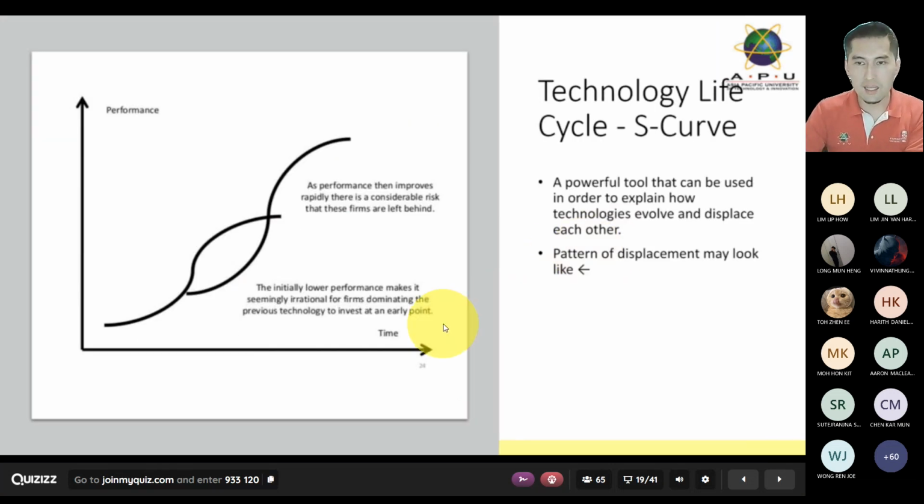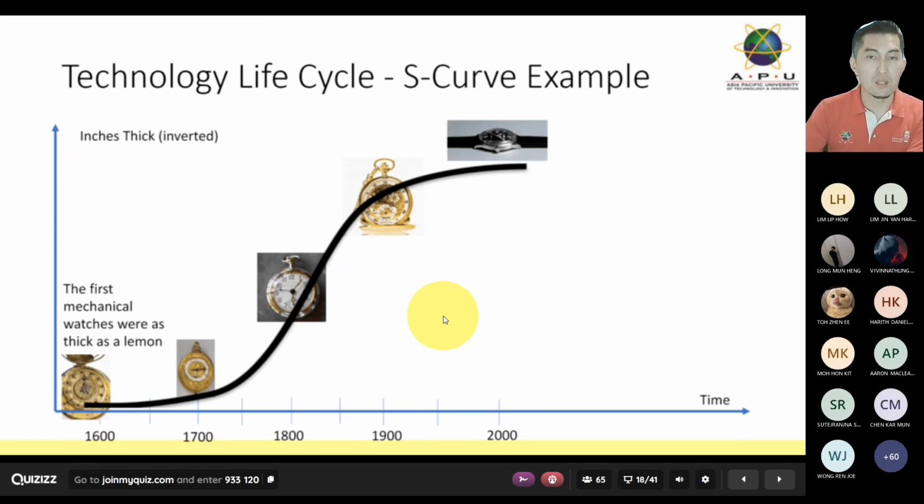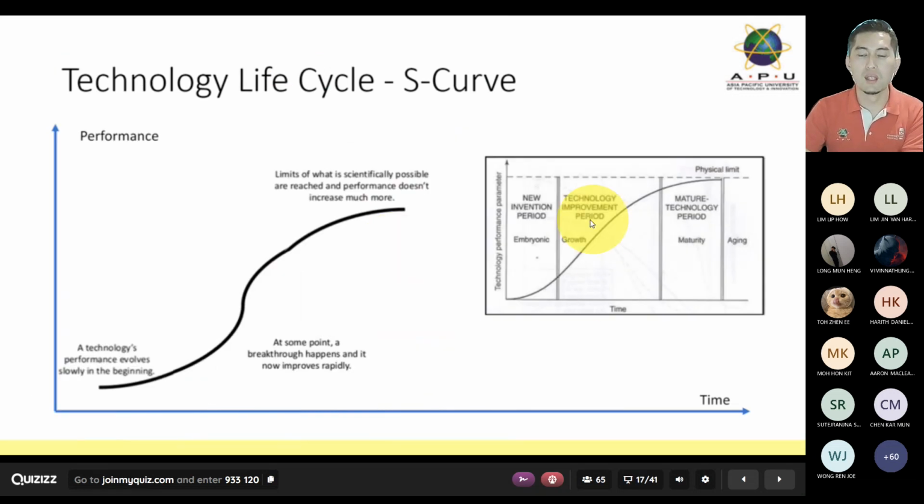So the idea here, before I go into that, is a quick reminder about your assignment. In your assignment, you are supposed to identify where your technology is, right? Is your technology in the embryonic stage? Is it in growth? Is it in maturity? Or is it in aging? Even if it's in one of these, I still want you to identify: is it in the early stage? Is it in the middle? Or is it late?